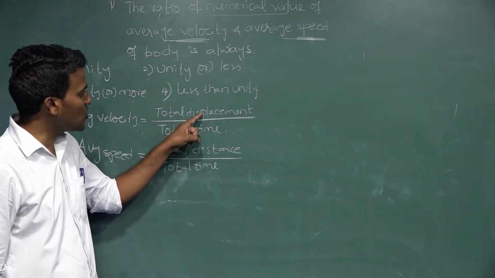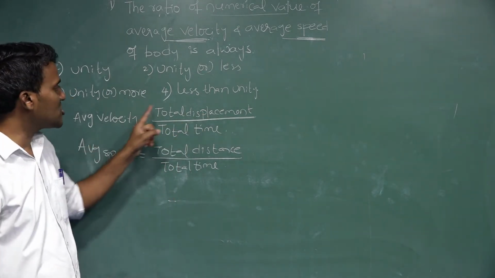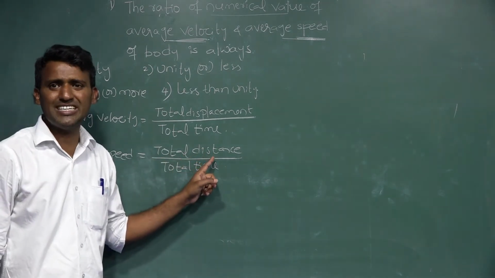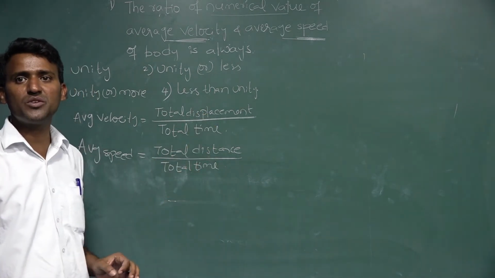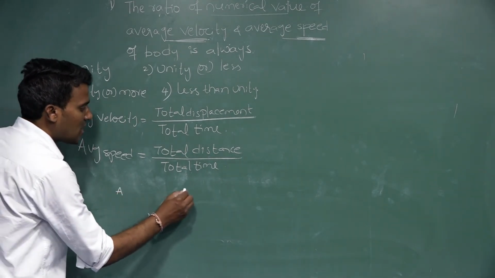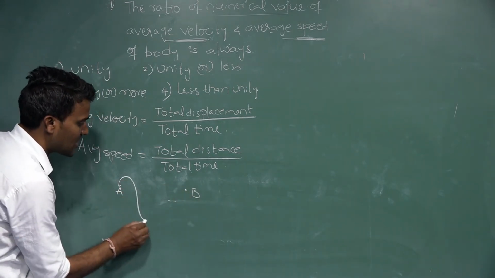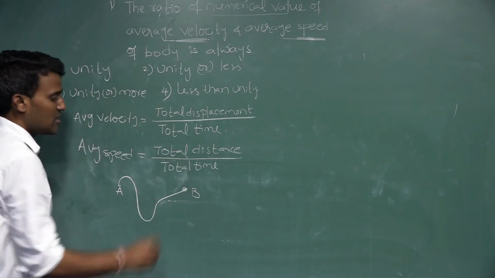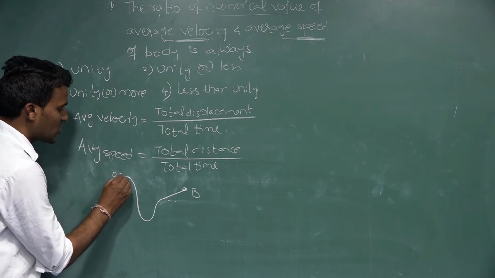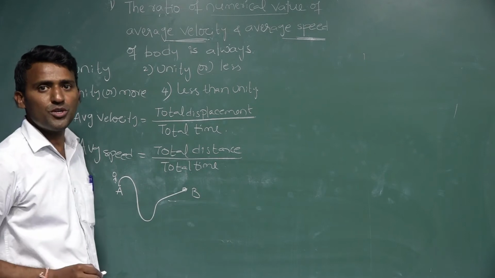So first you have to know the relation between distance and displacement, because average velocity is directly proportional to displacement, and average speed is directly proportional to distance. Now I am writing here point A and point B. The path they have given is like this. One person is walking along this direction, so he reached the position B.